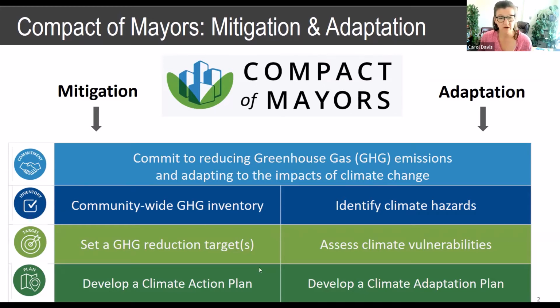These steps that are outlined here are the steps that are outlined by the Compact of Mayors. And so at any rate, we've been working through these steps.